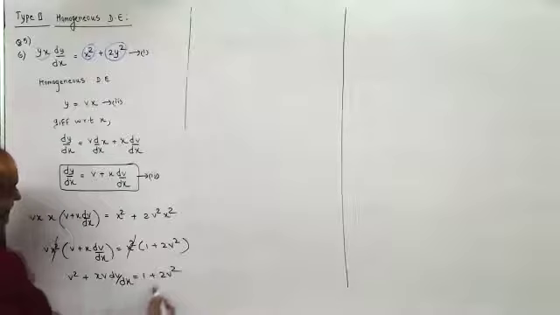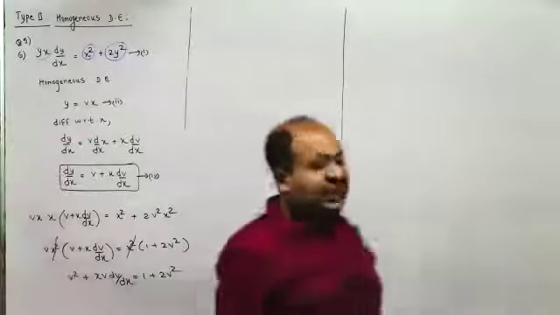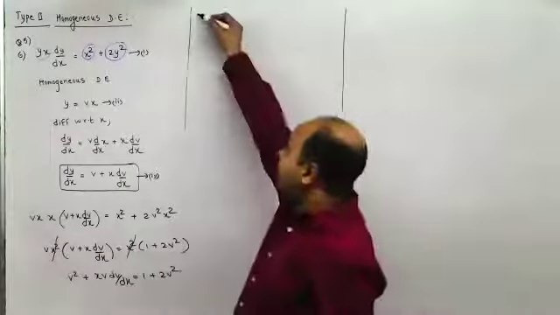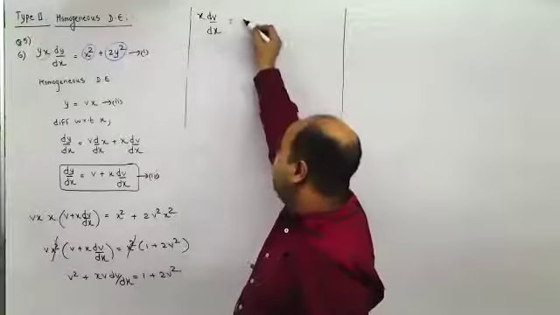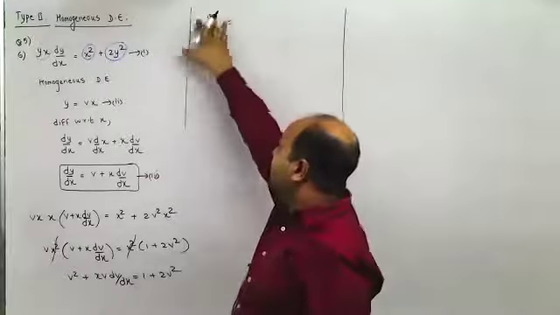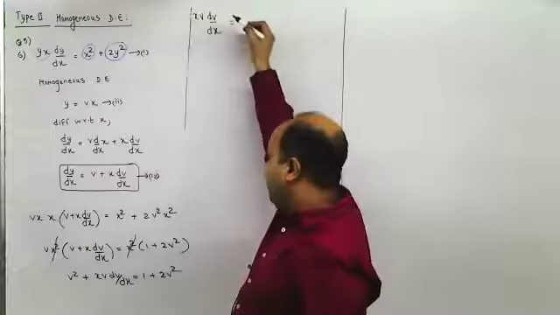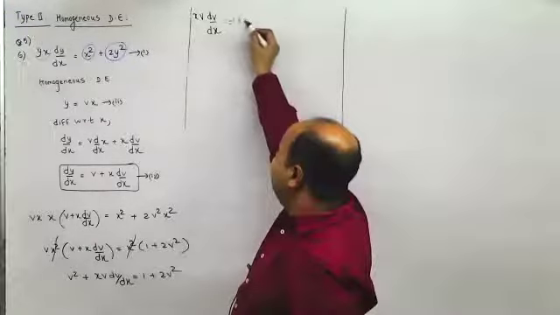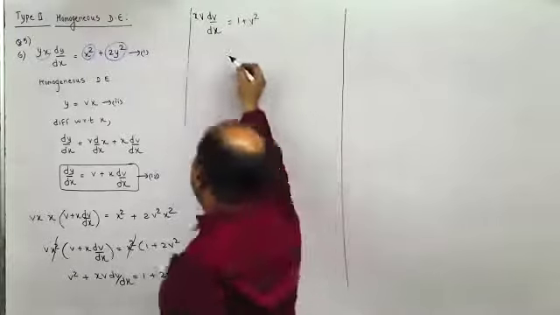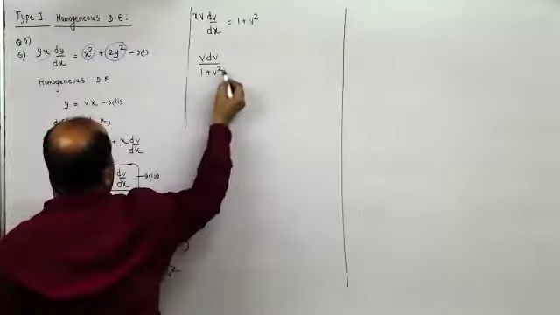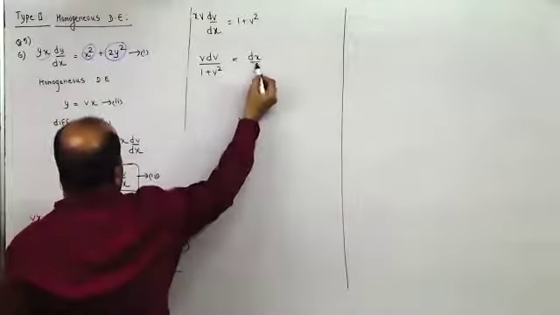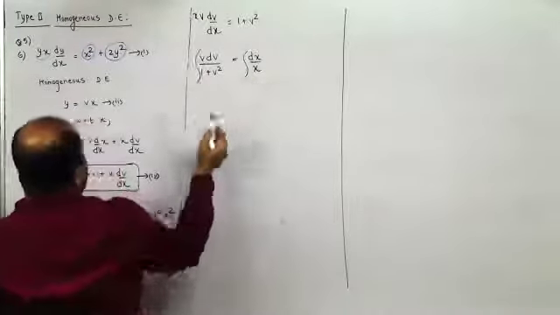Now I take v square to the other side. I'll get xv dv by dx equal to 1 plus v square. Now I bring 1 plus v square over here. I'll get v dv upon 1 plus v square equal to dx upon x. I integrate both the sides.